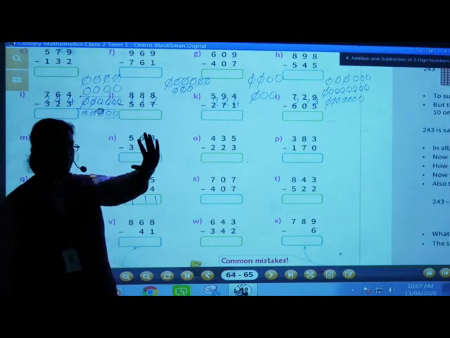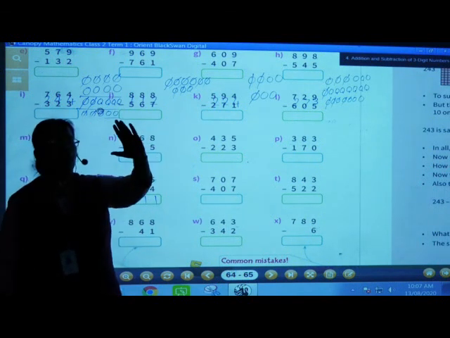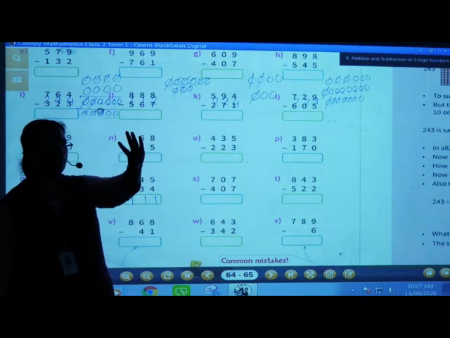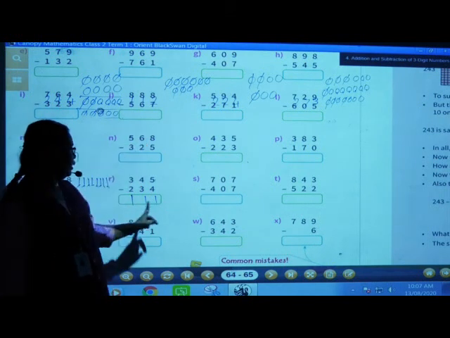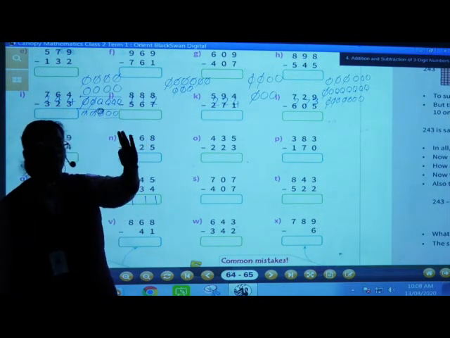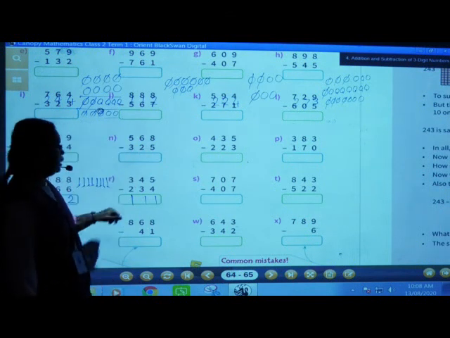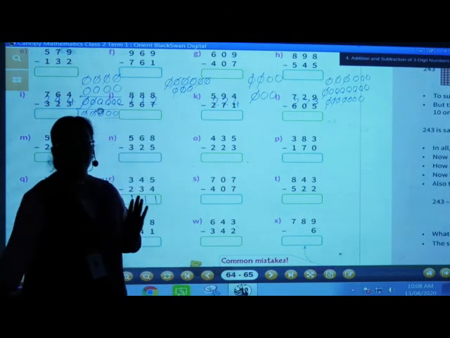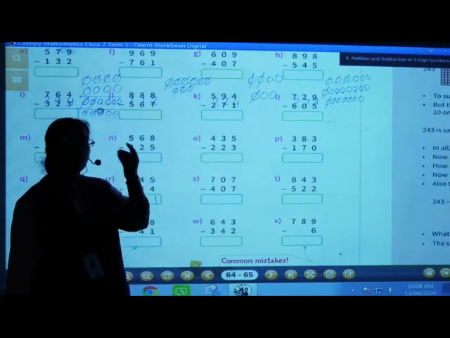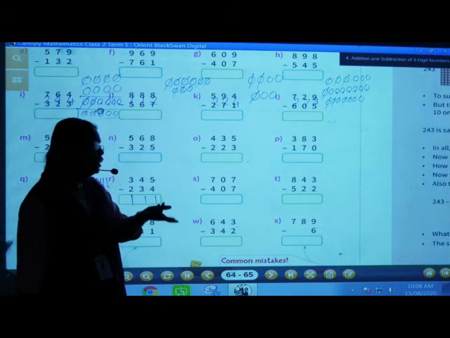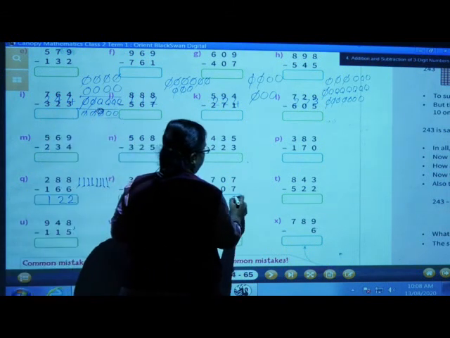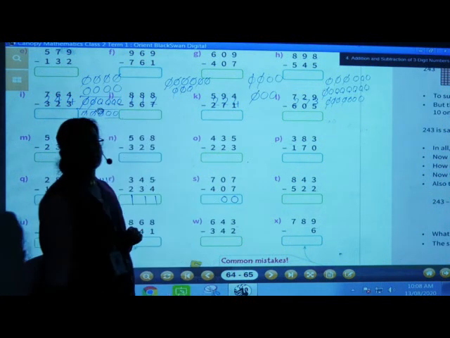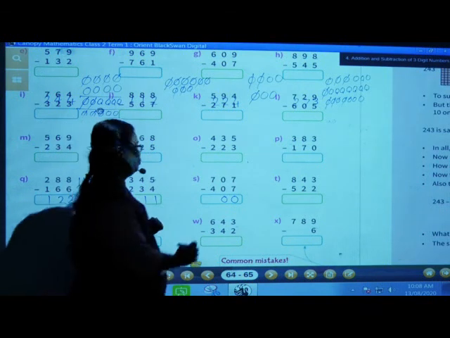See here, 5 fingers. From 5 you want to cut 4. How much remains? 1. Then 4 minus 3, 1 remains. So 3 minus 2, 1 remains. This way you can do. Then 7 minus 7 means 7 balls are there. You are going to cut 7 balls. How many remain? 0. Then 0 minus 0, 0. Then 7 minus 4, 3.